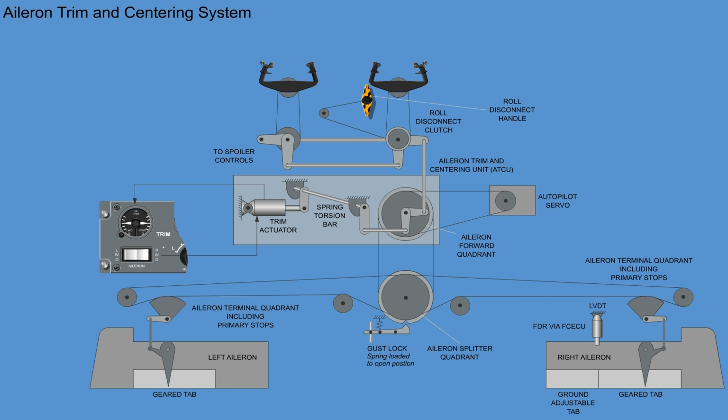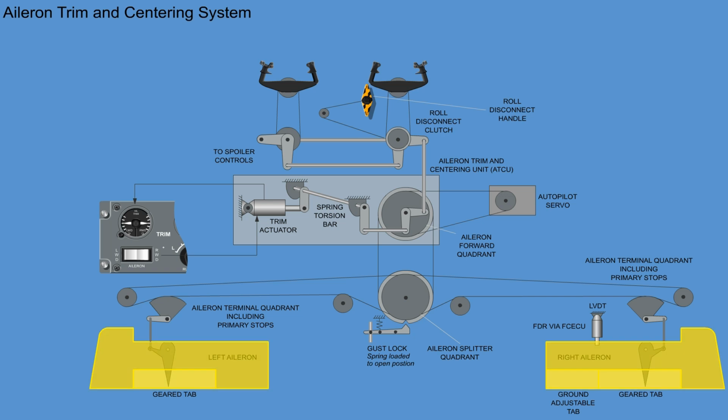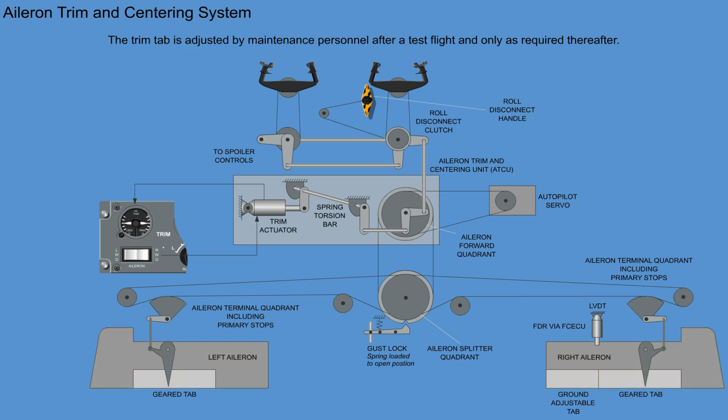A ground adjustable trim tab is located on the trailing edge of the right aileron, inboard of the geared tab. The tab is used to adjust for any aerodynamic asymmetry between the left and right ailerons due to manufacturing tolerances. The trim tab is adjusted by maintenance personnel after a flight test and only as required thereafter.